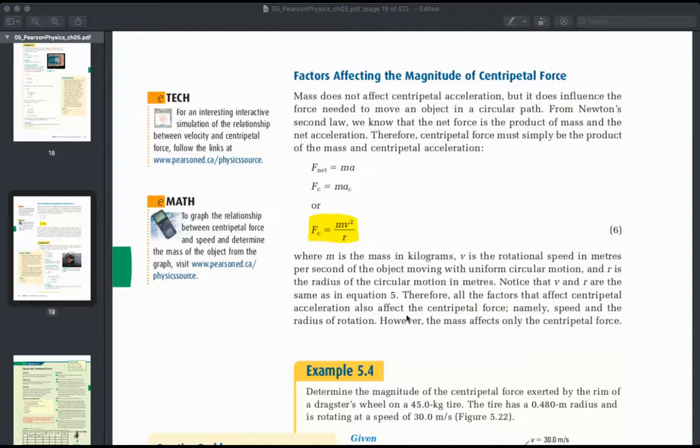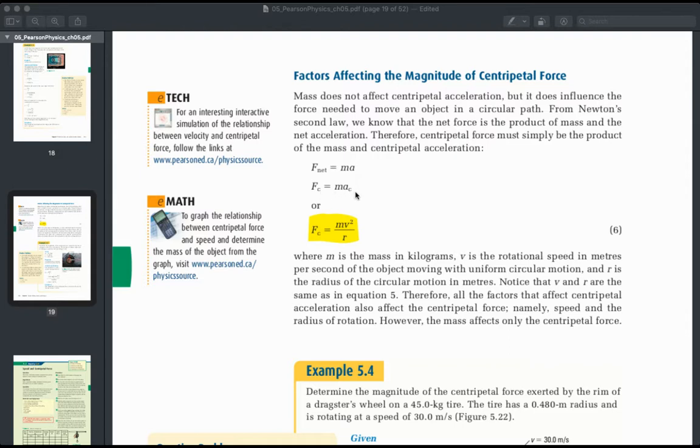Okay, so I want to talk about centripetal forces now. If we remember Newton's second law, we can remember that net forces can be described as mass times acceleration. Well, we do the same type of thing for centripetal force. We say that centripetal force is equal to mass times centripetal acceleration. And remember this word centripetal, it means center seeking.